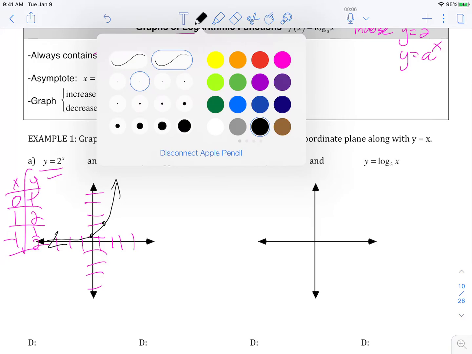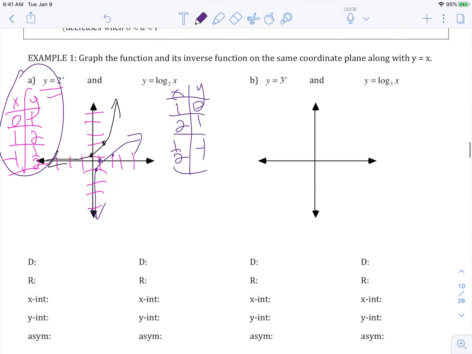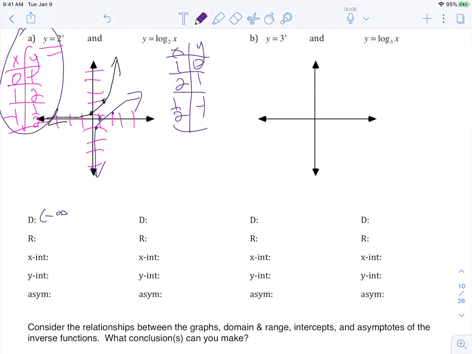Well, logarithmic functions are the inverse of these. So instead of playing around with your calculator and trying to figure it out, you could just take the exponential one and just flip it. So this would be (1, 0), (2, 1), and (1/2, -1). And we see this kind of relationship here. And we know the domain is all reals for exponentials, and the range is from 0 to infinity, and there is no x-intercept, the y-intercept is (0, 1), and the asymptote is y equals 0.